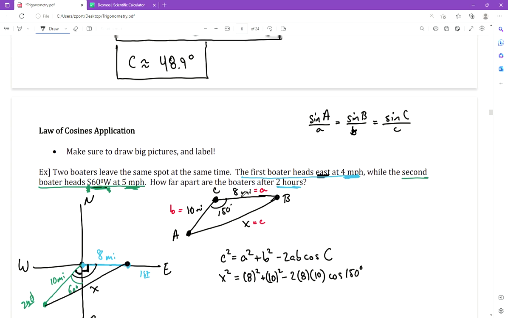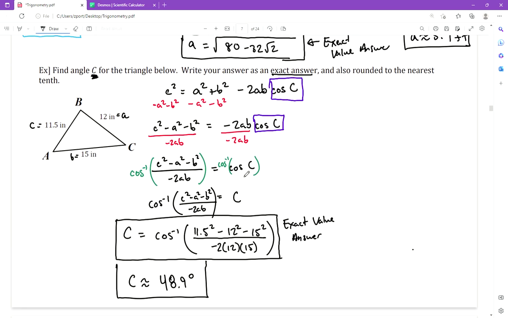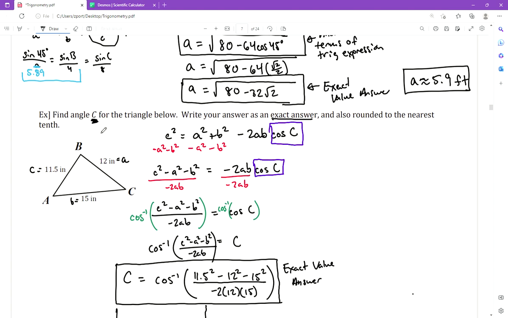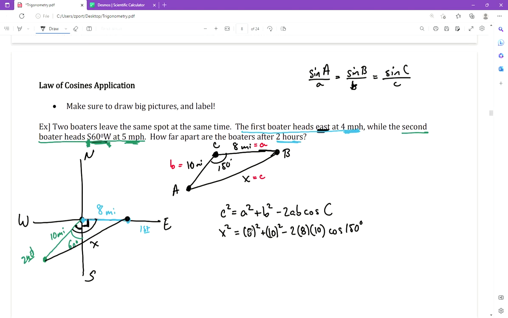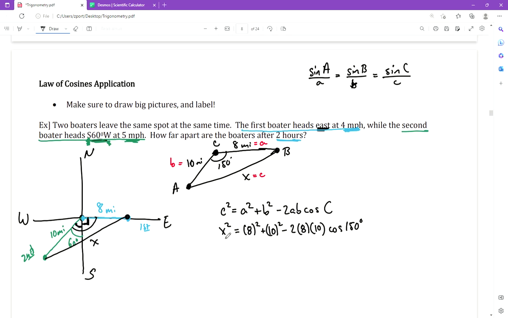Okay, so as a reminder, let me scroll from a previous video or previous problems. Like this one, we were finding an angle, so that means we needed to move things around in the equation to get the angle by itself. Here, our letter's already by itself, so don't move anything, just simplify the right side.